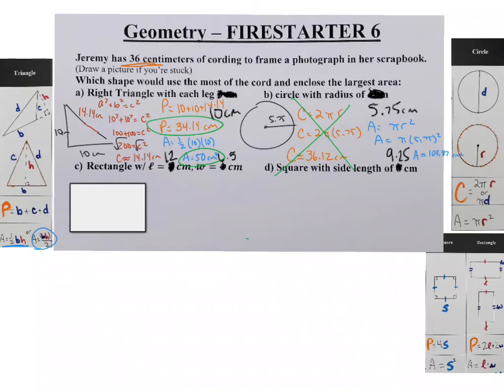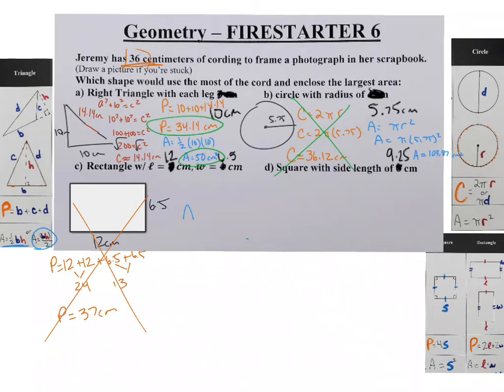And this one is going to be 12 by 6.5. So my perimeter is going to be 12 plus 12 plus 6.5 plus 6.5. So 12 and 12 is 24, and 6.5 and 6.5 is 13. So my perimeter is going to be 37 centimeters. Once again, that's not going to help me because I only have 36.